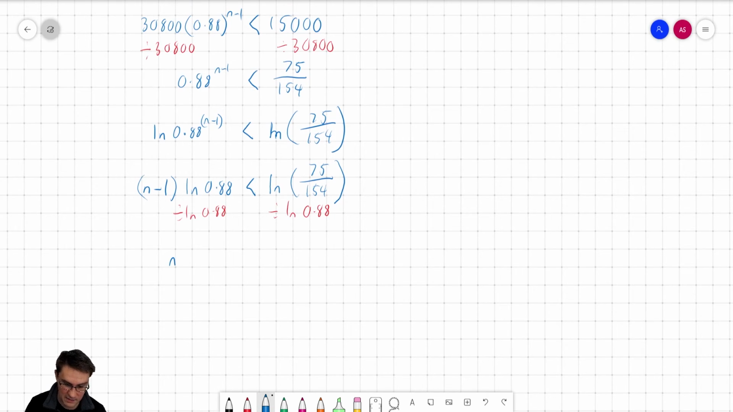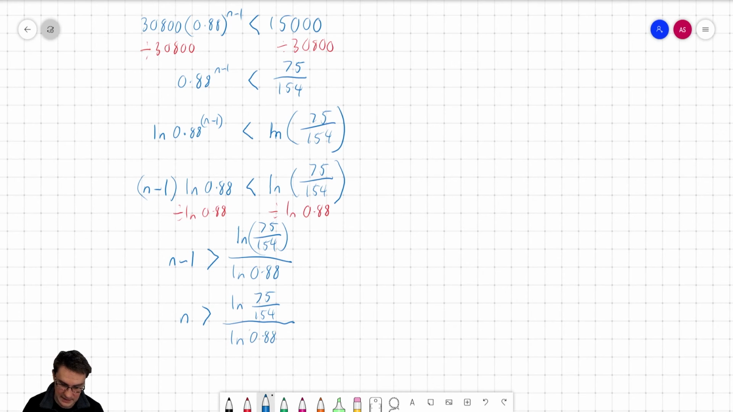So as a result, I now have n minus 1 is going to be greater than ln of 75 over 154 all over ln of 0.88. And now lastly, n is greater than ln of 75 over 154 all over ln of 0.88, and I'm going to add that 1 to this side as well. So now as we calculate this, what we find out is n is greater than 6.63. But in order to answer this properly, we need to answer in whole numbers, so to the nearest year.